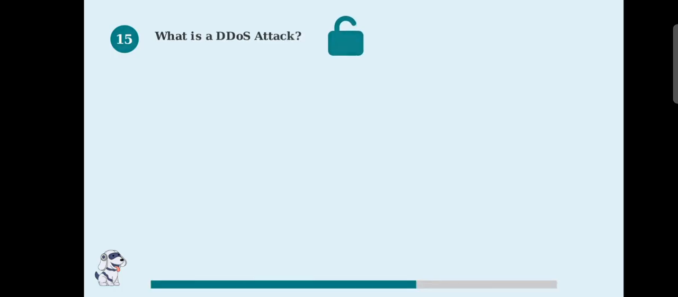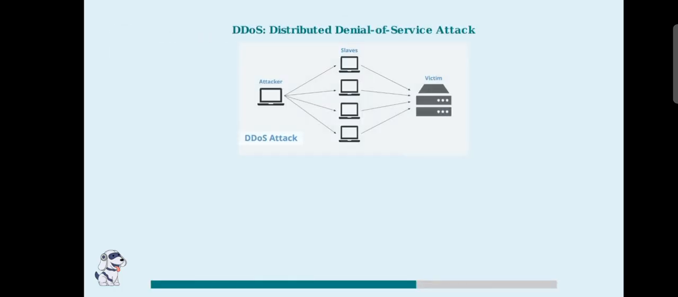Question 15. What is a DDoS attack? A DDoS attack, or distributed denial of service attack, is a malicious attempt to disrupt the normal traffic of a targeted server, service, or network by overwhelming the target with a flood of internet traffic from multiple sources. In this attack, multiple compromised computer systems, often called a botnet, are used to generate the attack traffic. The attacker controls these slave computers remotely to flood the victim server with requests, making it unavailable to legitimate users.